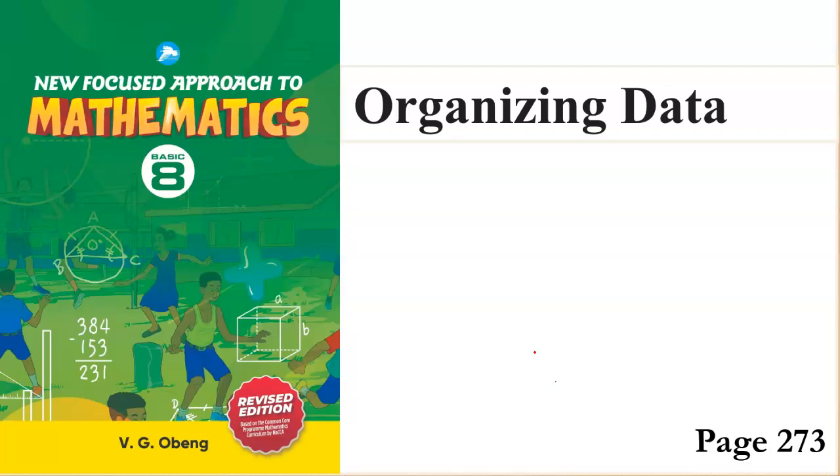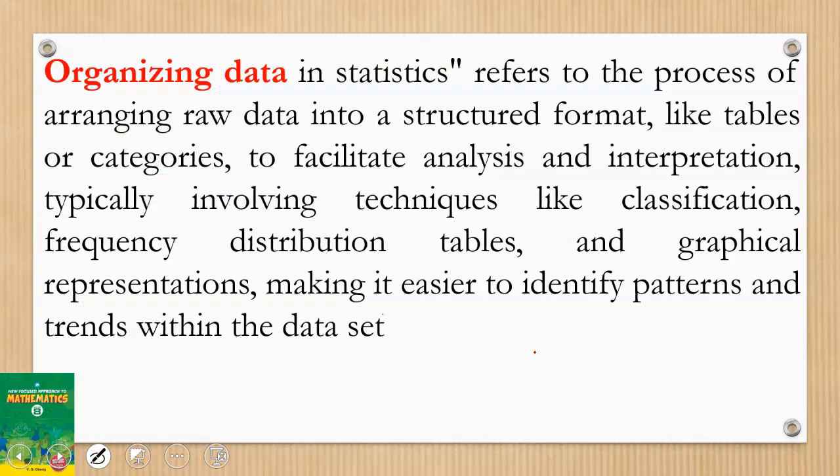So when you collect your data, what do you do with it? You need to organize it. So we are going to look at what it means by organizing data. When we talk of organization of data in statistics, it refers to the process of arranging raw data. That means the data that you took directly from the field, you arrange it into a structured format, like using tables or categories to facilitate analysis and interpretation. And it involves classification, frequency distribution tables, graphical representation, and so on, making it easier to identify patterns and trends within the data set so you can make informed decisions with it.